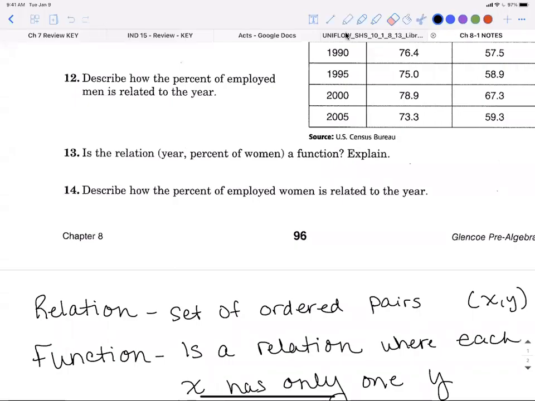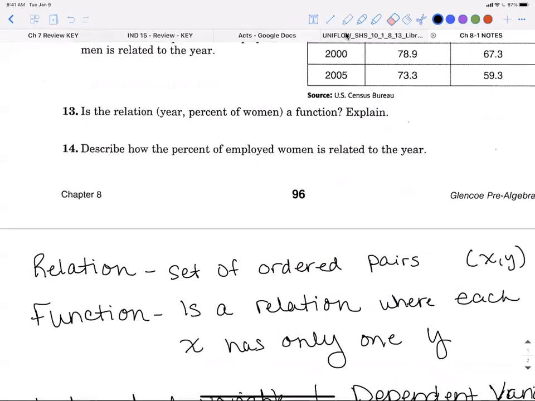All right, so chapter 8, we're going to be dealing with linear equations and functions and relations. To start out with, I just want to get a knowledge of some of the terminology that we'll be using a lot. A relation is just simply a set of ordered pairs.